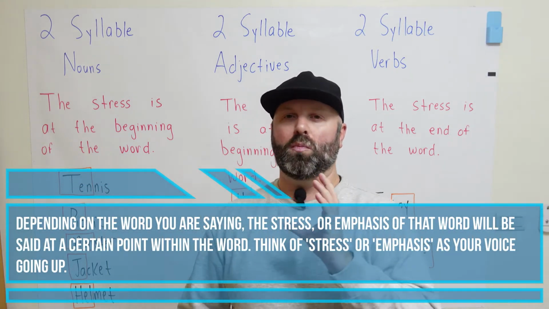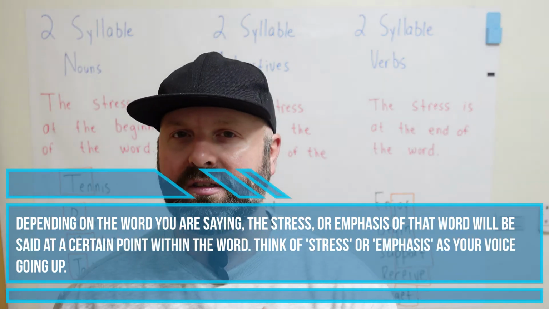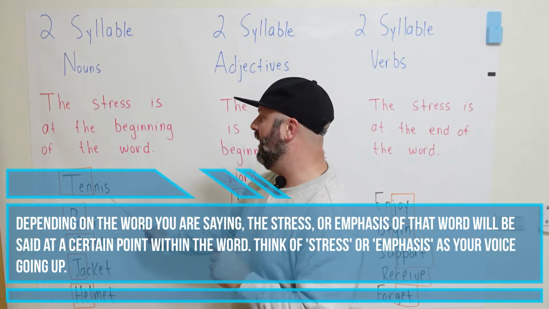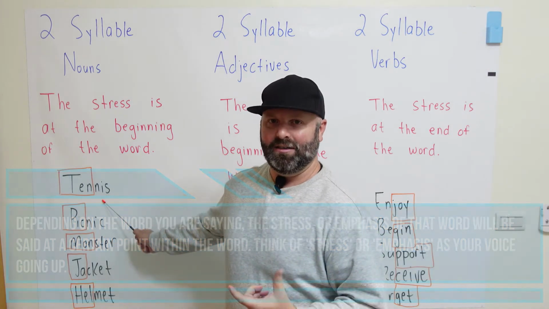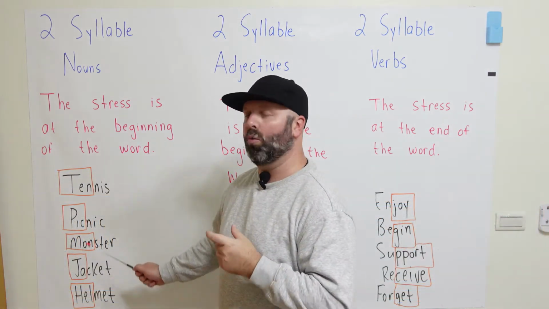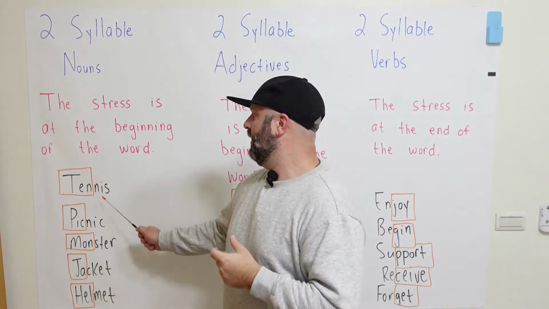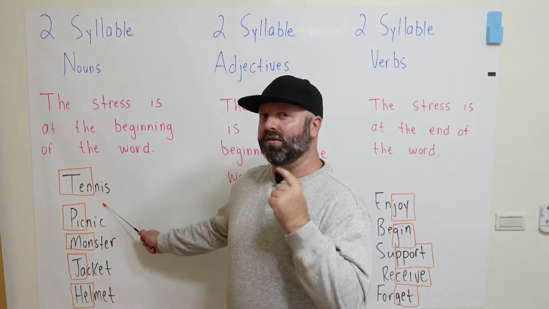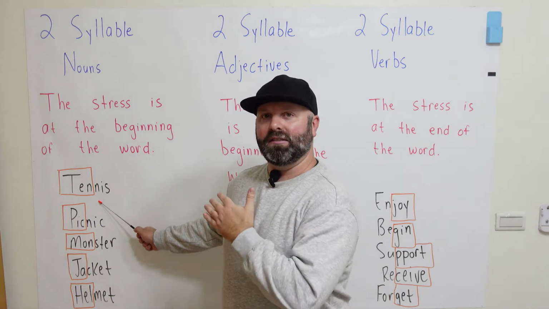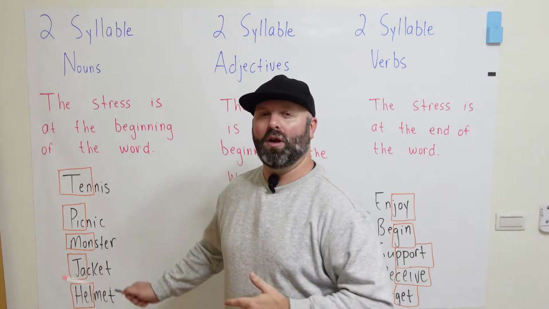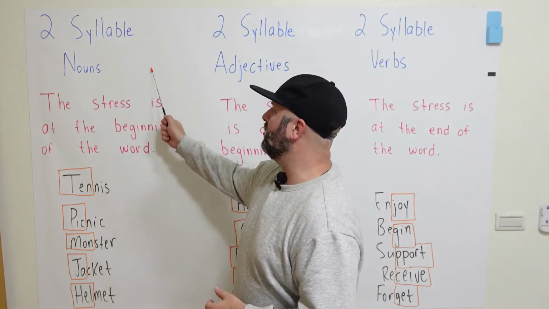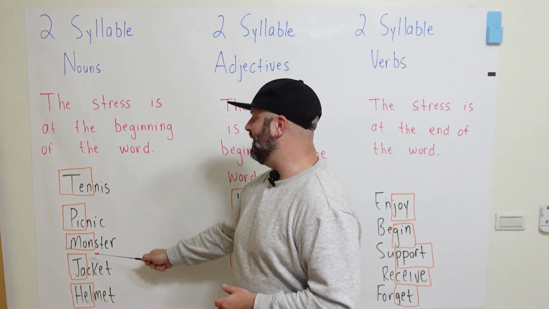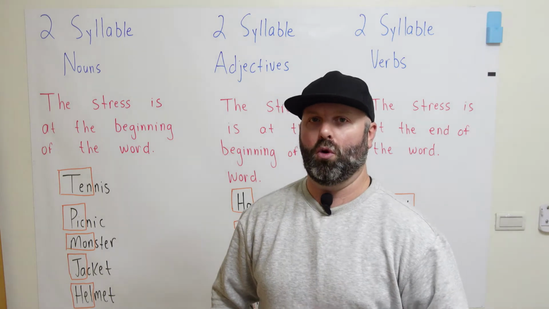Now, I'm going to pronounce it the opposite. I want to see if you can hear the difference, okay? So this is pronouncing it correctly. Tennis, okay? The stress is at the first part of the word. Tennis. Now, I'm going to mispronounce it. See if you can hear it. Tennis. Okay? So I'm not pronouncing that word correctly, okay? So two-syllable nouns, the stress is at the beginning of the word.